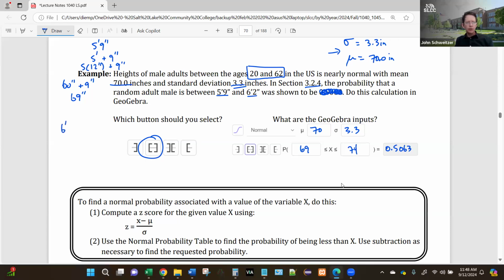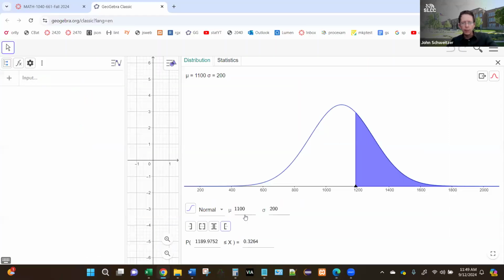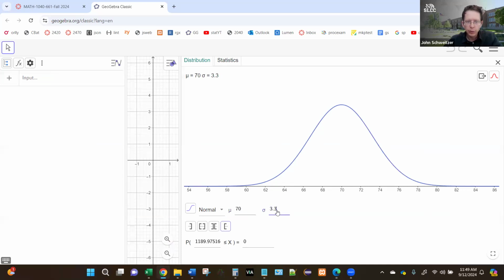If you're 6'2", then that's 6 times 12 plus 2 inches, so that's 72 plus 2 for 74 inches. Great, so that's the between two values. We run over to GeoGebra here. This is a totally different normal distribution. So we're going to go 70, and then we put in the average spread there, 3.3. Then we go between two values, 69 to 74.